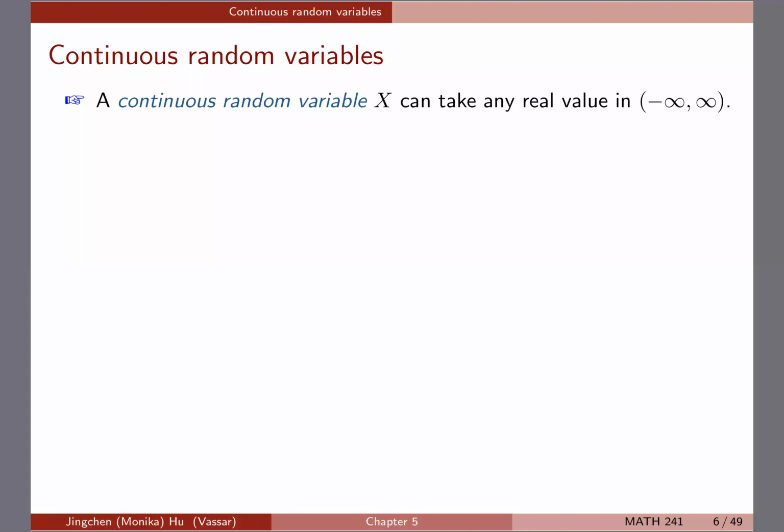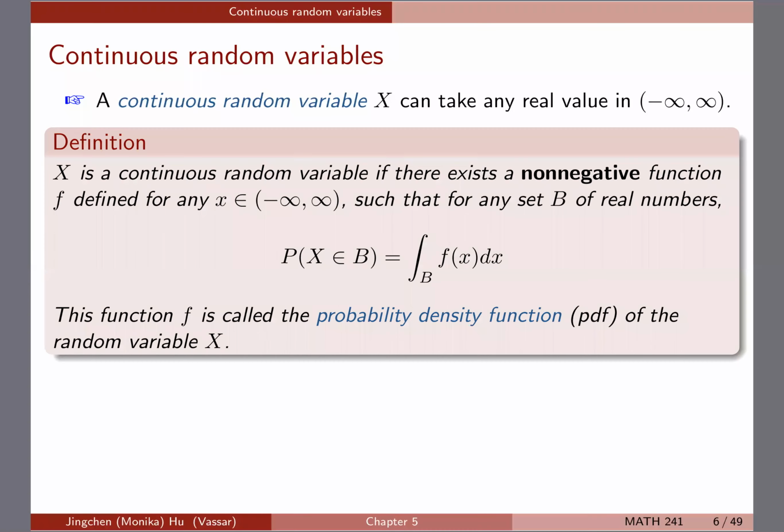Welcome to Chapter 5. The first topic is continuous random variables. We consider a continuous random variable capital X, which can take any real value on the real line. By definition, X is a continuous random variable if there exists a non-negative function. So notice that you have to have a non-negative function. We use small letter f for this non-negative function defined for any x on the real line, such that for any set B of real numbers, the probability that the random variable falls into this set is the integral of this non-negative function over that set.